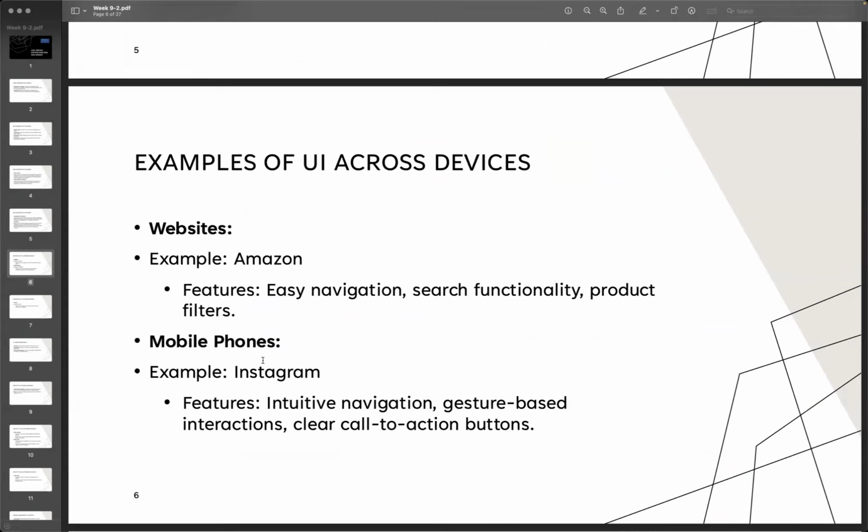And then if you look at Instagram, so I think maybe you look at this. They have intuitive navigation, and they mainly rely on gesture interaction, and they have clear call to action buttons. So depends on the service you're providing, your application will change. Even Amazon too, if we change to a mobile phone, then we also have a really huge search bar.